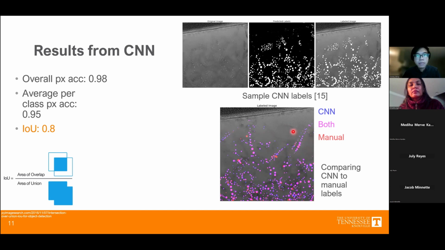But for example, this bubble here, now I don't know if it's a bubble or not because it's not marked by hand, it's not labeled by hand, but the CNN identifies it as a bubble. So this could be a false positive. So can you comment something on the precision and recall?